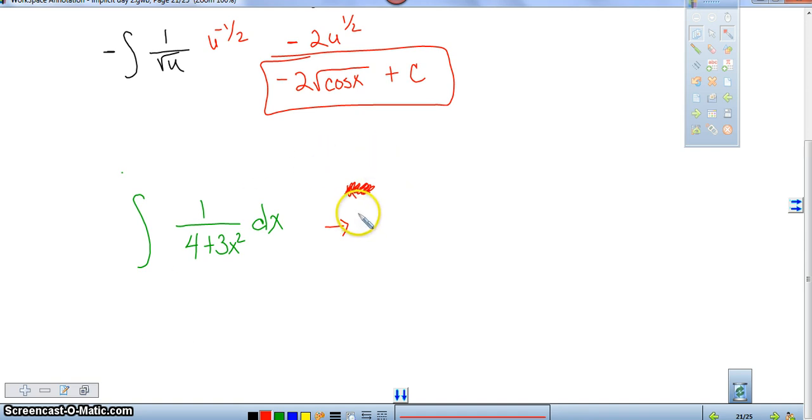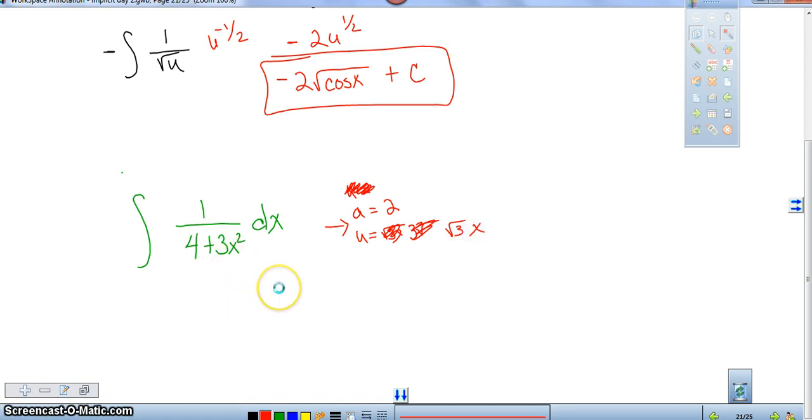This one is very similar to the arc tangent, and so I would let a equal 2, and I would let u equal the square root of 3x. Oops, the square root of 3 times x, I guess. That's not what I wanted either. How about the square root of 3 times x, because you have x squared, so that'll work out.